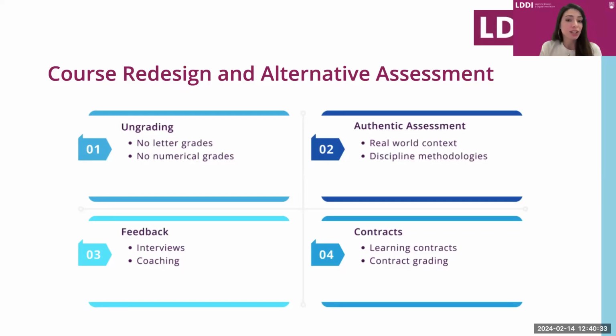Next is feedback. This might be a bit simpler to incorporate regardless of the course context: offer significantly more feedback to students on their work and offer that feedback in multimodal ways. So instead of always providing written feedback, try audio or video-based feedback instead. Alternatively, you could do more one-on-one coaching and host interviews with students to facilitate learning.